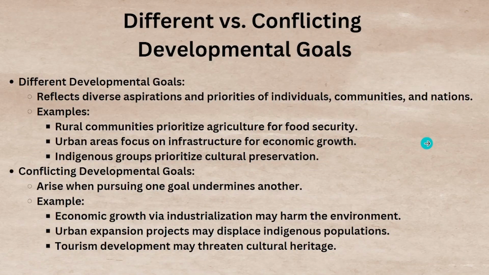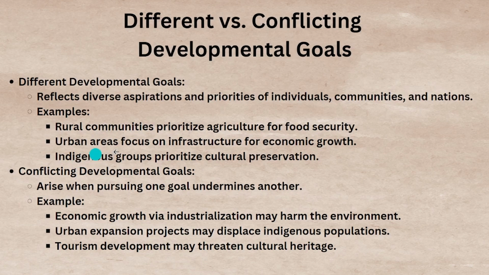And different versus conflicting developmental goals. See, the point here is every people have a different development goal. Some development to a rural person, like there are examples here. See, rural communities prioritize agriculture for food security. The person who grew up in a rural community, or a farmer, wants to do agriculture only. They don't want to build factories. They don't want to build IT companies. They want to prioritize agriculture only for food security.